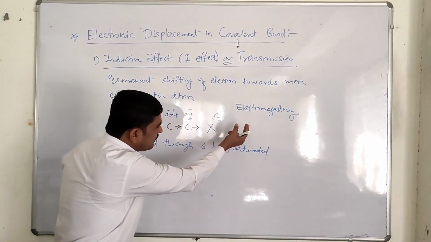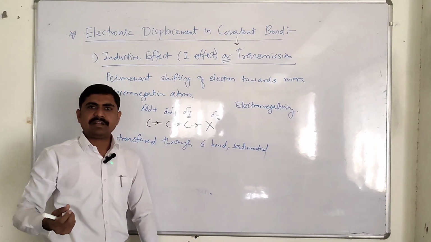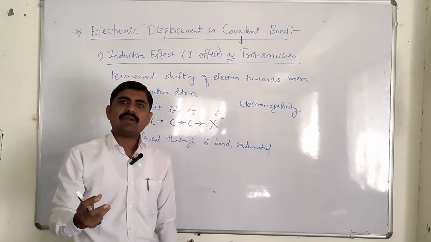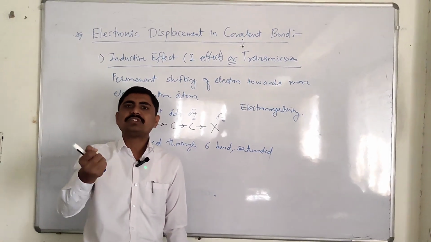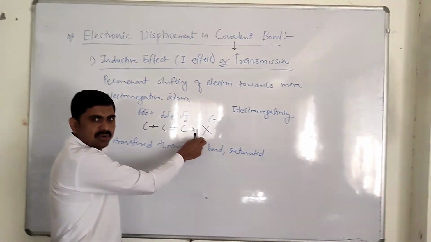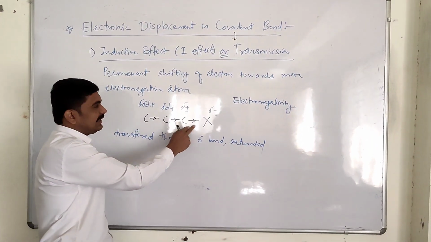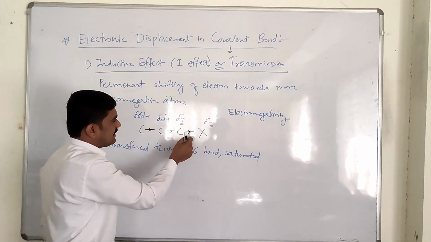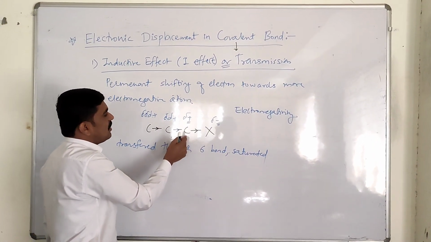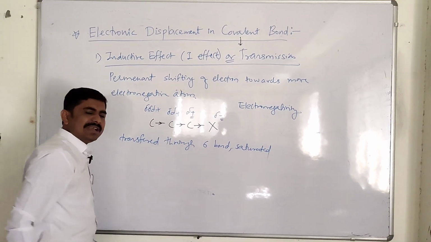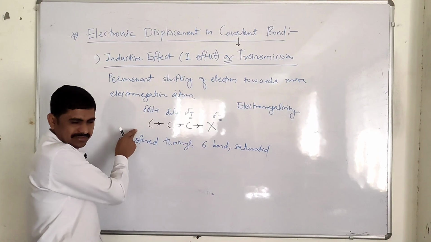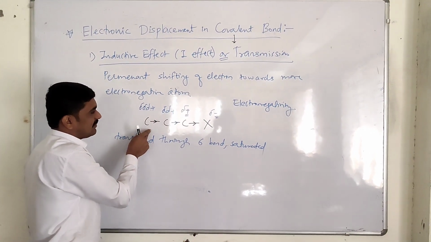So what is electronegativity? Let us try to understand the basic concept. Electronegativity is the capacity or tendency of an atom to withdraw electron towards itself. This X is more electronegative as compared to carbon, therefore it tries to withdraw the bonding electron towards itself, hence it gets partial negative charge, while carbons get positive charge, and after 2 carbons this effect gets diminished. There is a loss of effect after 2 carbons.